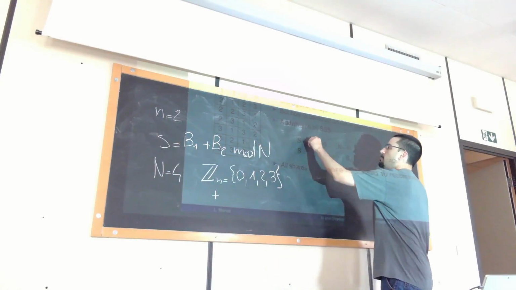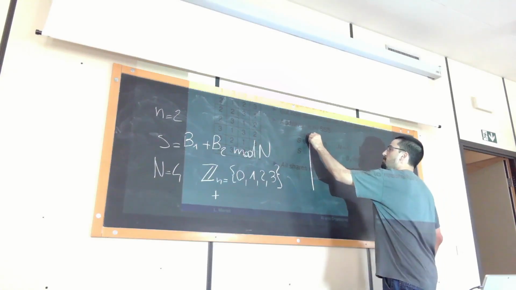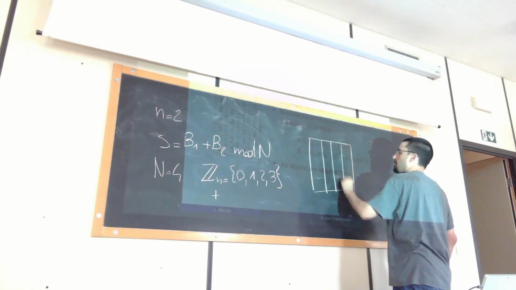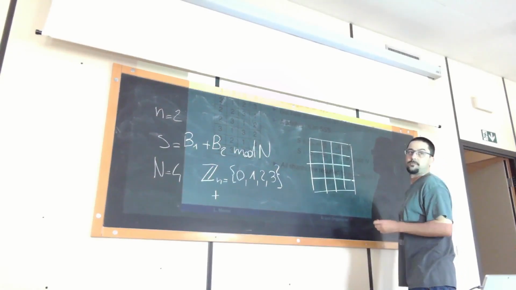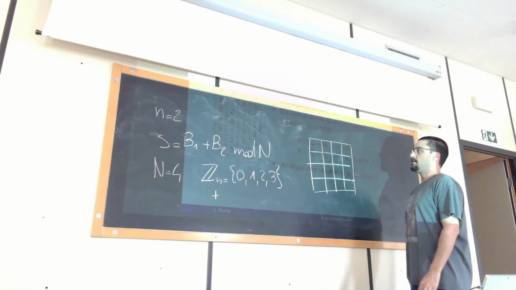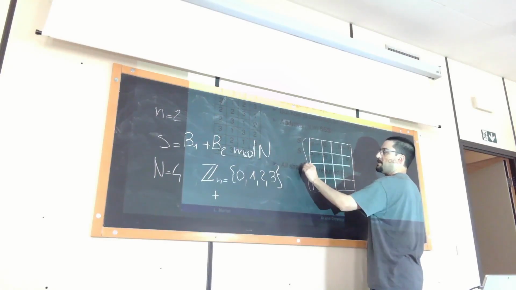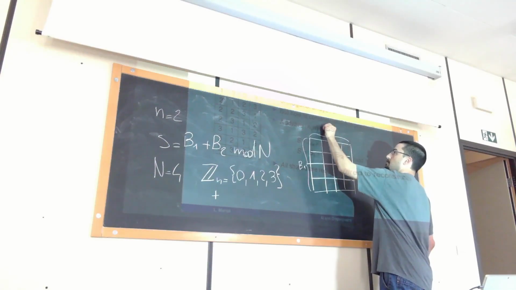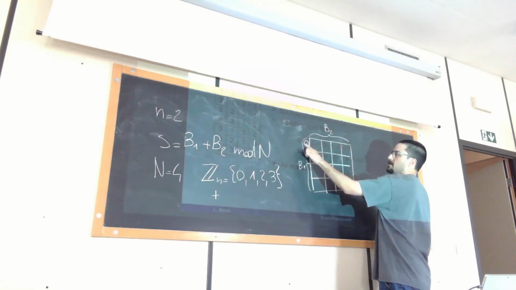So if you are going to draw the Cayley table of this binary operation, what we will get is a 4x4 square, where we will have the numbers from 0 to 3 in this case, because we are living in this set here. And this will be, let's say, the first summand, so B1. This will be the second summand, so B2.